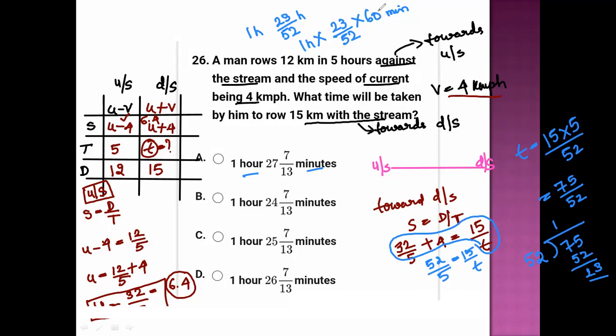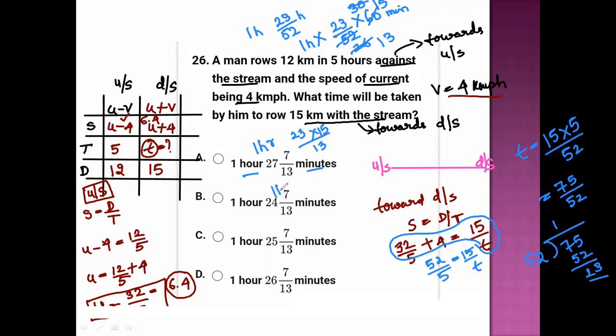You divide it by 2, so it will become 30. 52 divided by 2 gives 26. Again divide by 2, so it will become 15, and this will become 13. So you have simply 1 hour, 23 into 15 divided by 13. This much you will get.